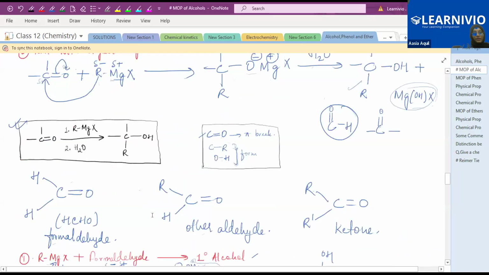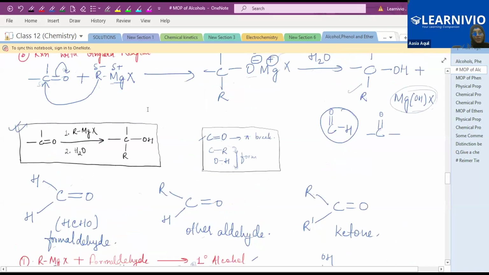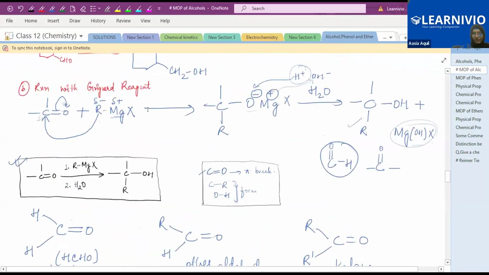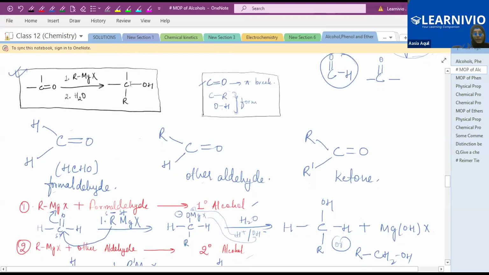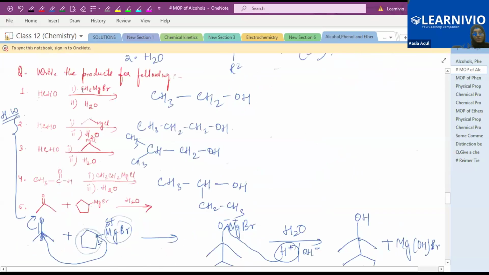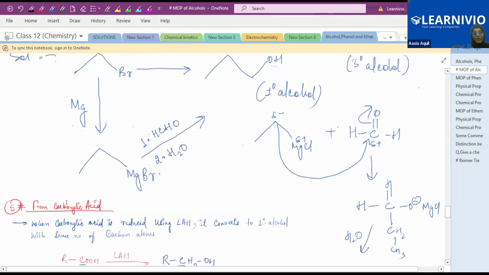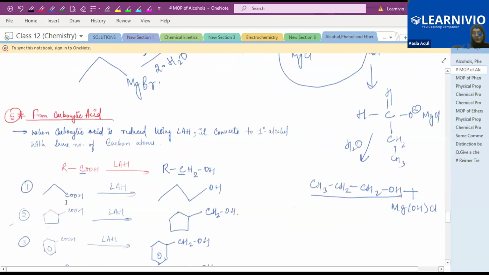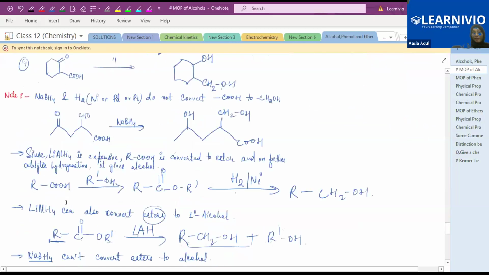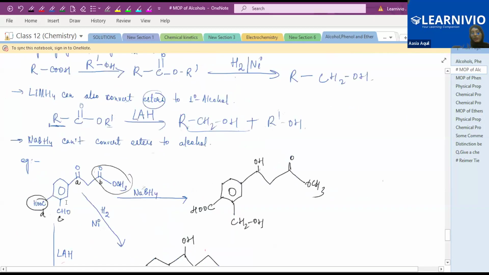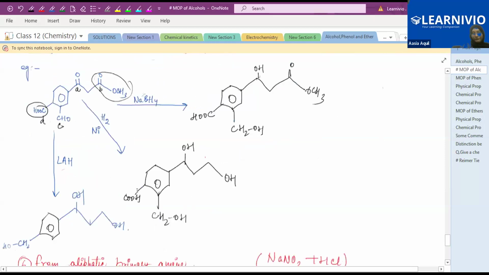Next one, in the same topic, we have done the reaction with Grignard reagent. Reaction of carbonyl compounds with Grignard reagent. Now next one, we saw carboxylic acid. From carboxylic acid, how we can prepare the alcohol. On the reduction using lithium aluminium hydride, you can prepare the corresponding alcohol.